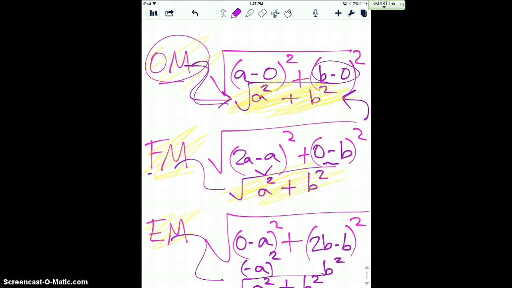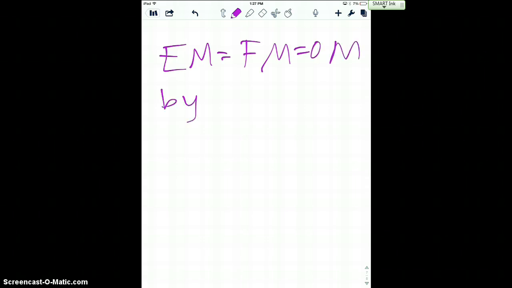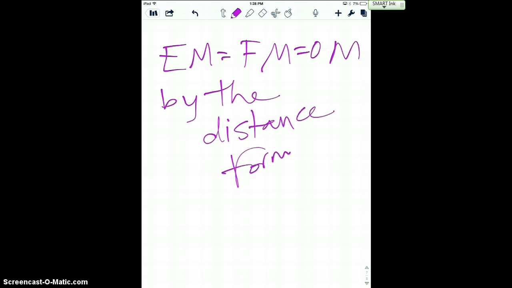And so I can say EM is congruent to FM, which is congruent to OM by the distance formula. Yay! Okay, so that's the first part. Now it looks like I only have 5 minutes to show you or start out with you on this next one.